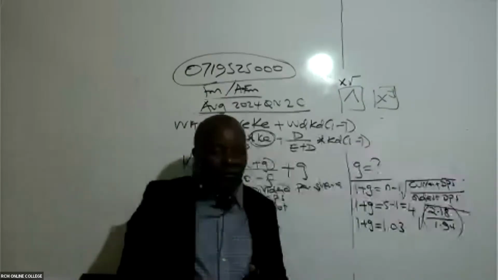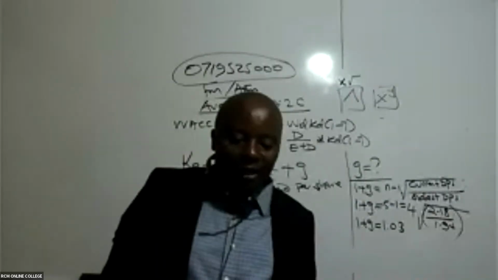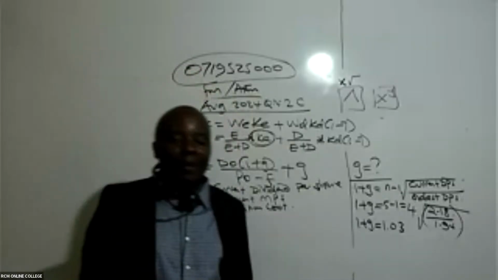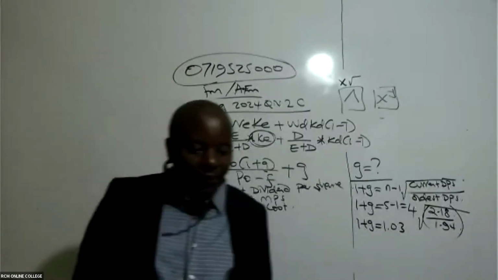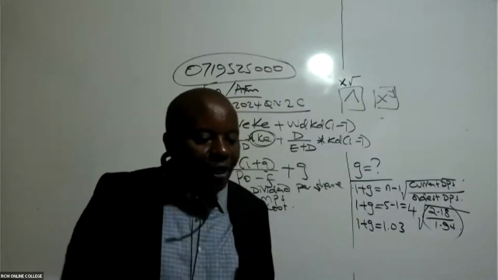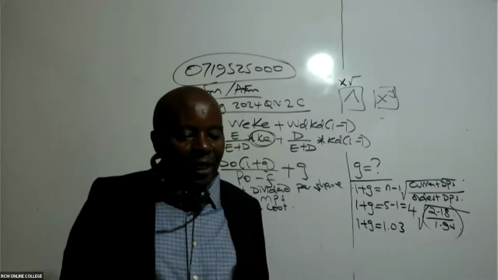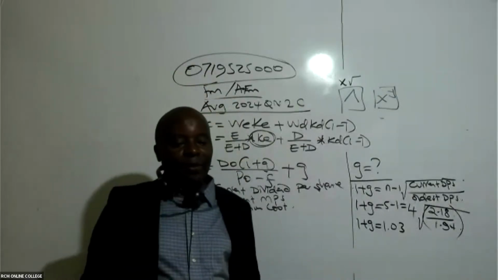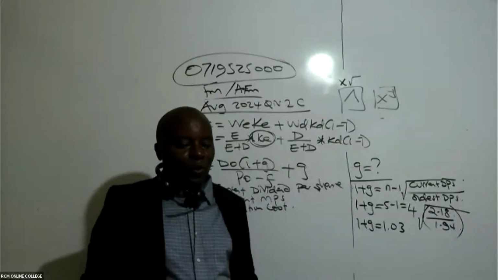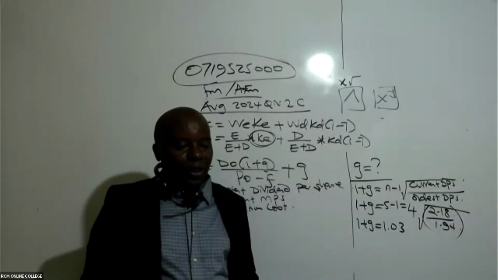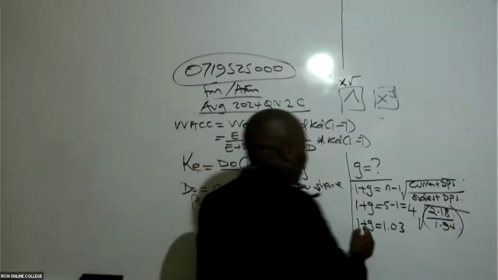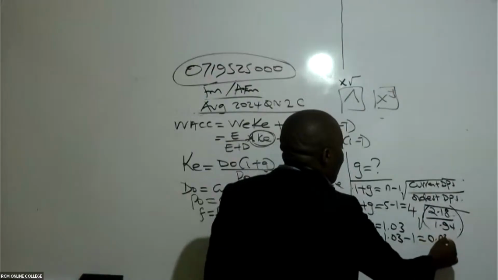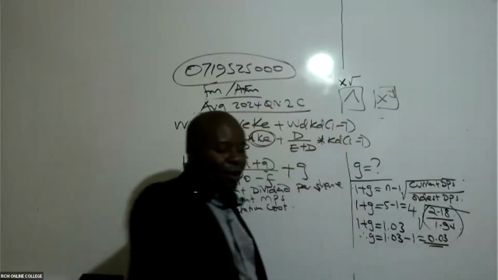So somebody apart from BR, I want to know whether we are together. Yes, you can round off. Like myself, I've rounded off to 1.03, which now G will be 0.03. So therefore, if I make G the subject, it will be 1.03 minus 1, which is 0.03.